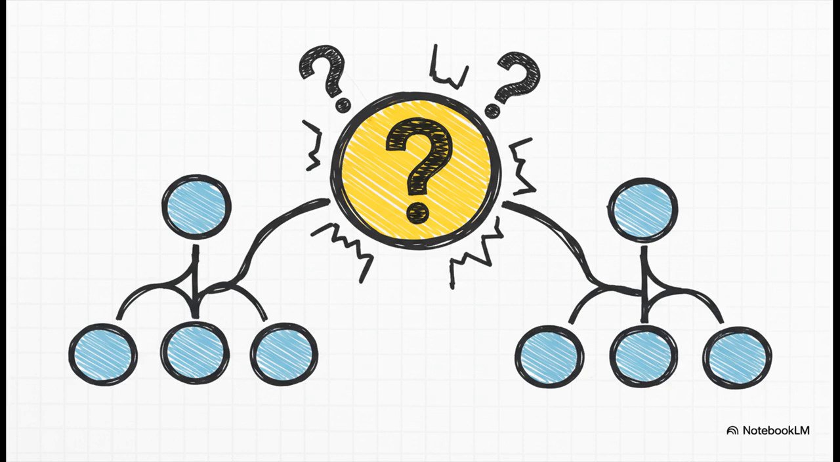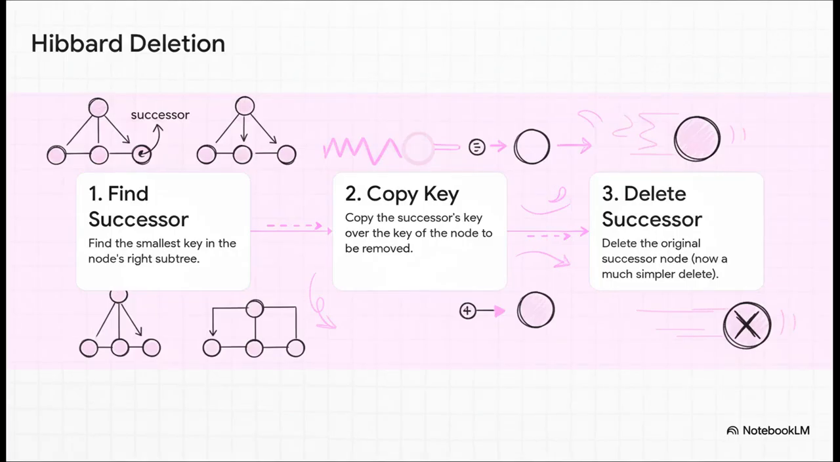The whole thing would fall apart. The solution is this really elegant algorithm called Hubbard deletion, which was figured out way back in 1962. So here's the magic trick. You don't actually delete the node you're targeting. Instead, you find its replacement.